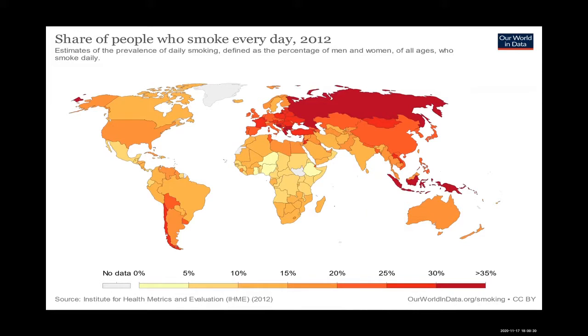This map shows the share of people who smoke every day as of 2012. Interestingly, here is where we find the highest death rates from lung cancer. So I find it fascinating they don't have data for that.